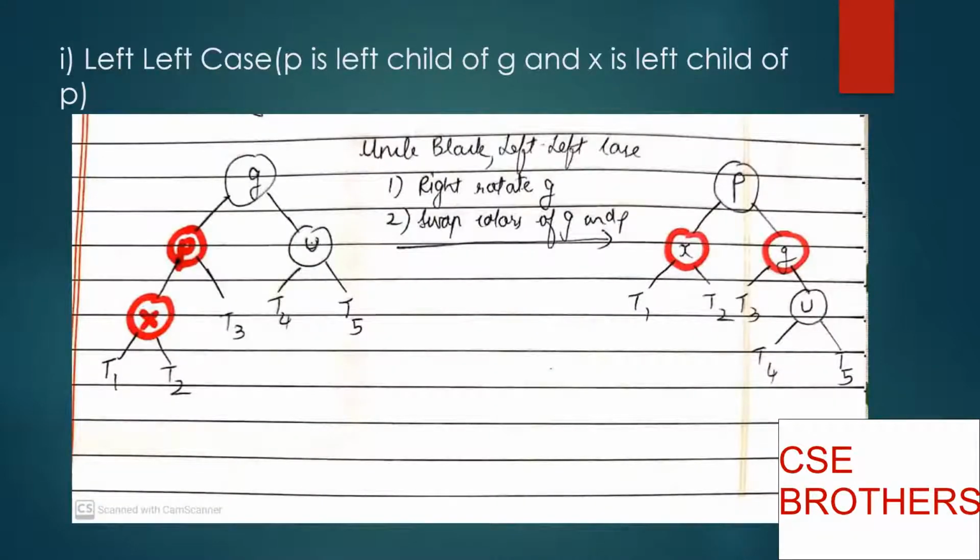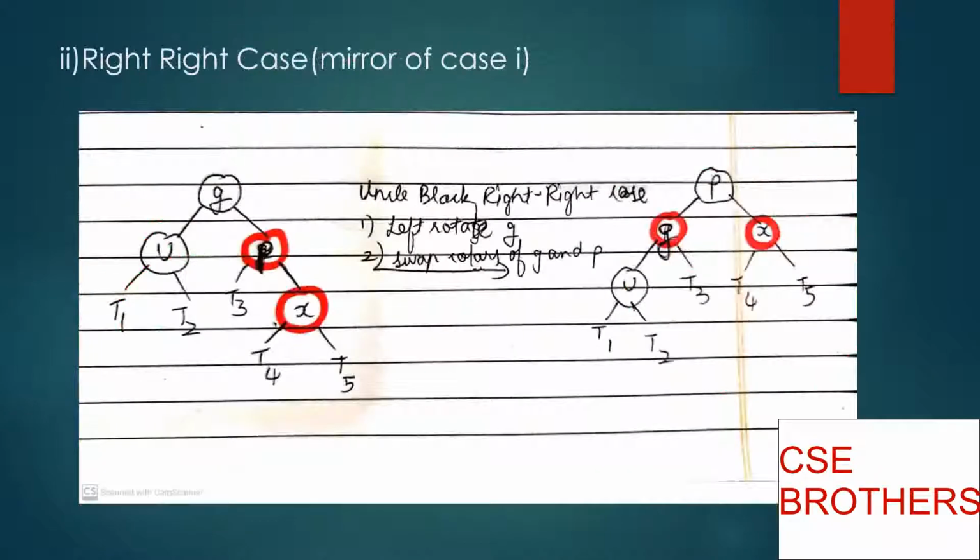The first subcase is the left left case, where the parent P is the left child of grandparent G and X is the left child of parent P. So what we'll do over here is that we'll right rotate G and then we'll get this particular configuration and then we'll change the color of P and G. So P will be black now and G will be red now, and this will lead to the formation of a stable red black tree. So this is how we'll deal with a left left case with uncle black. The second case is a right right case, which is only a mirror of the left left case we just understood.